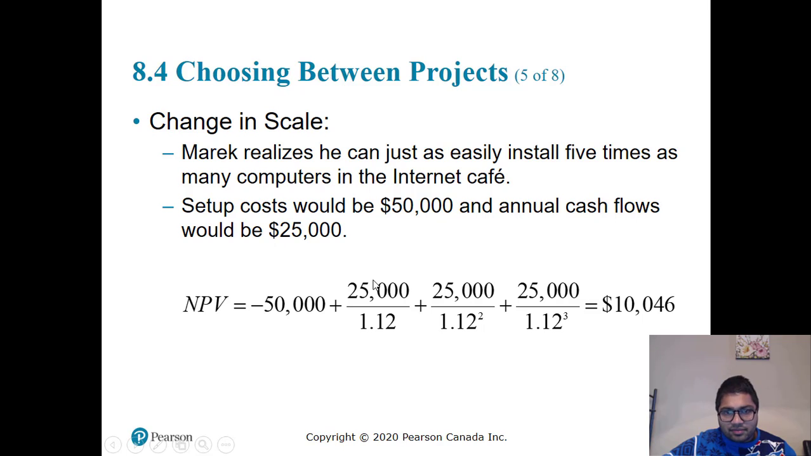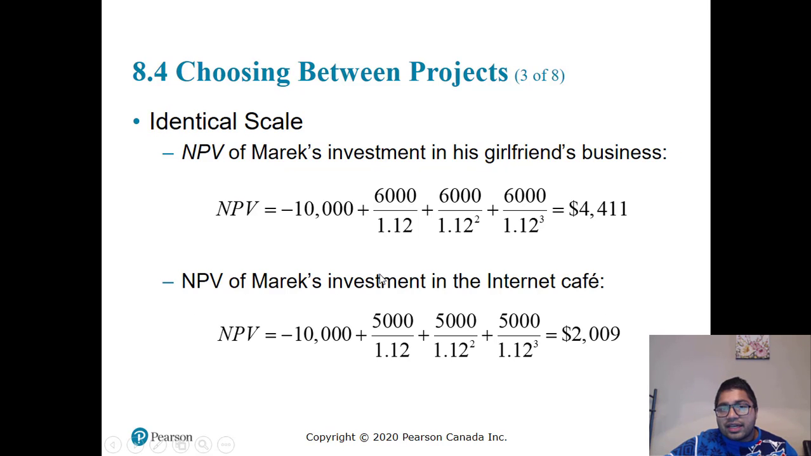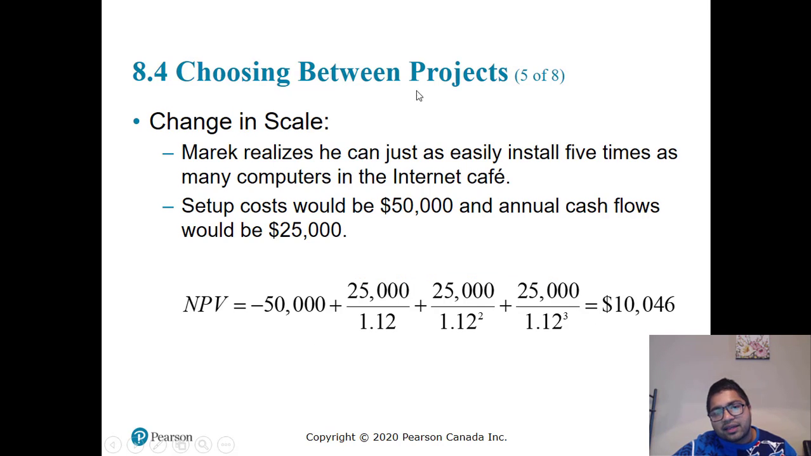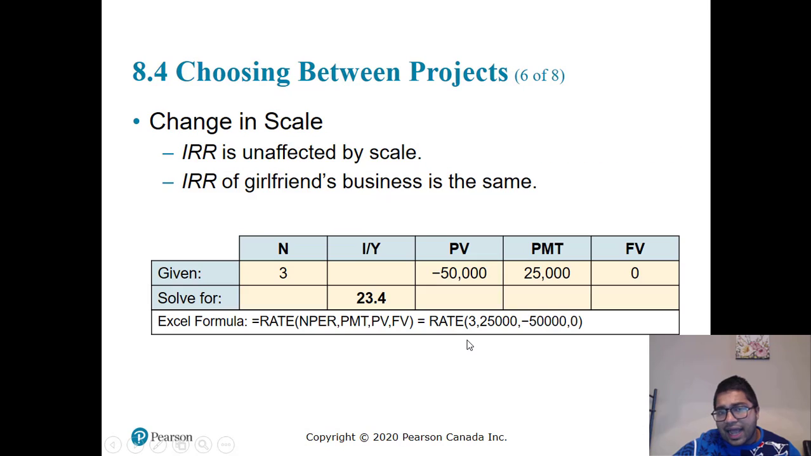Example, change in scale: Mark realizes that he can install 5 times the machines that he was installing. So instead of getting 5,000 each year, he will increase his investment by 5 times and increase his cash flow by 5 times. So instead of putting in 10 grand, he'll put in 50 grand and he will get 25 grand each year. So what happens to NPV? In that case, the NPV goes up. So 50 grand you're putting in, 25, 25, 25 you're getting, and your NPV is changing. But IRR doesn't change. IRR still remains 23%.